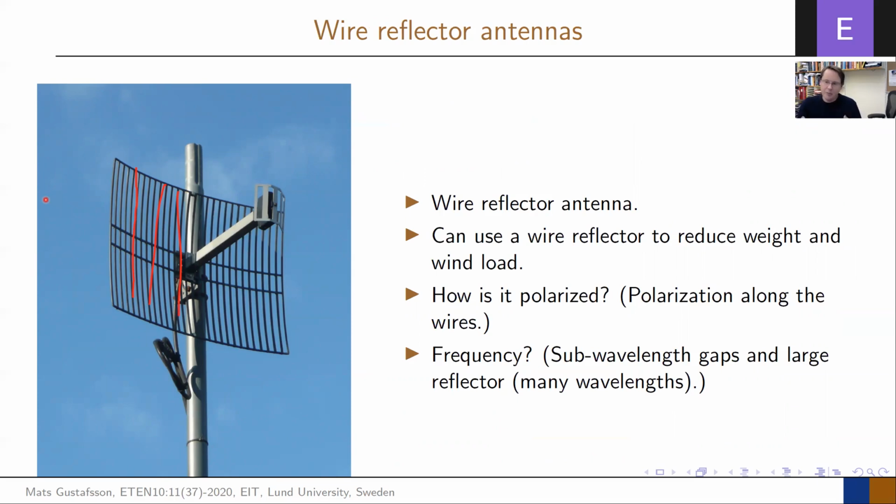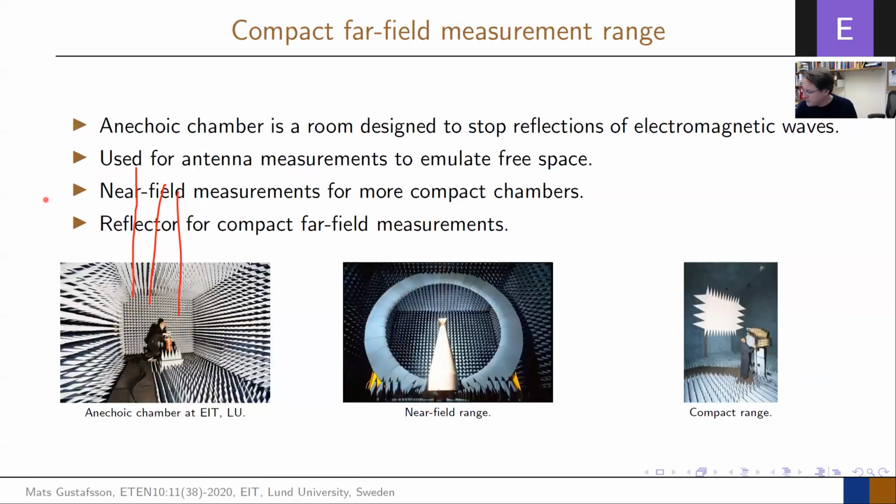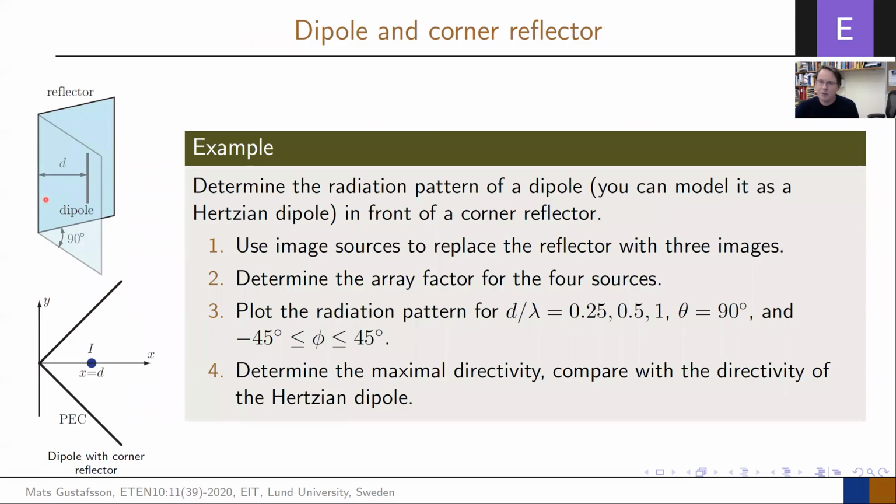And you can even figure out basically what the frequency range is, because it has to do with this net that sits there. And we have to go into corner reflectors. I will jump that too. Compact ranges, we talked about in the measurements, so let's skip that one too.